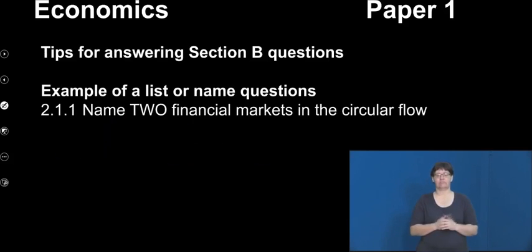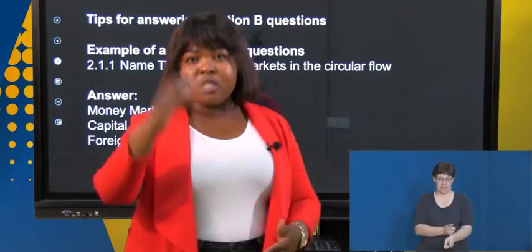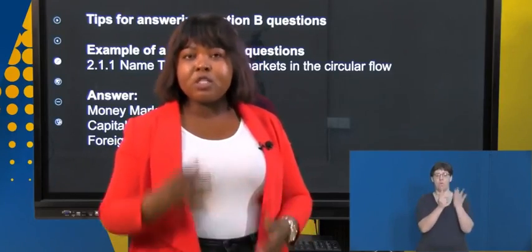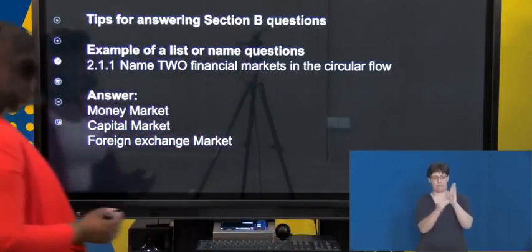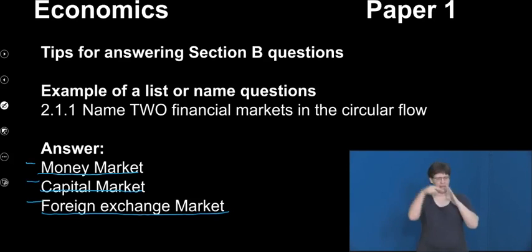Right, for example, if you are asked to name 2 financial markets in the circular flow, what you need to do is to get straight to the answer and you need to just write, because you are just simply asked to name. Your answer would look something like that. Number 1, money market. Number 2, capital market. And then number 3, we have got our foreign exchange market. You can just put a bullet next to your answer to indicate that is the start of an answer. You don't have to explain in this type of question.